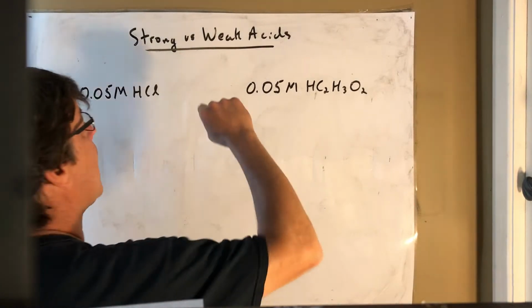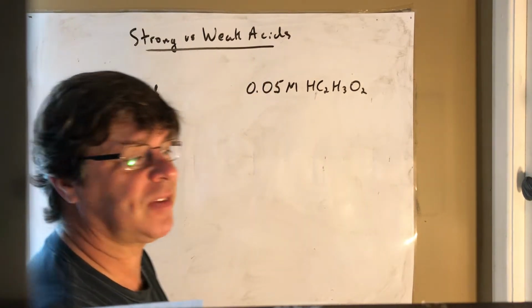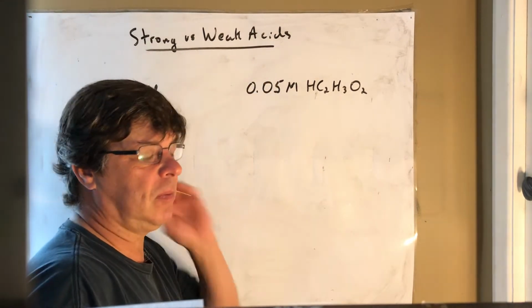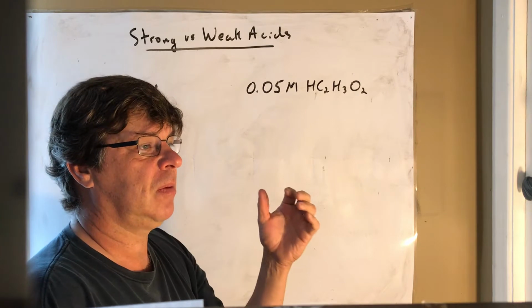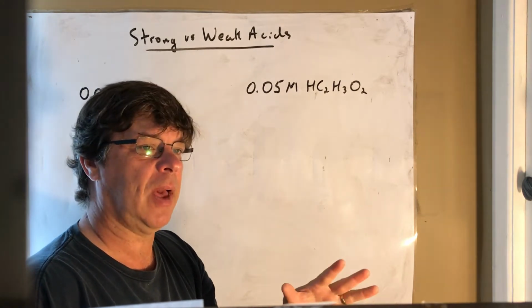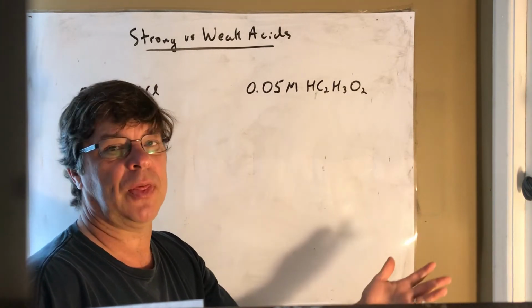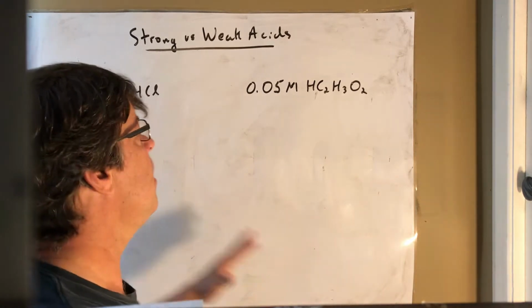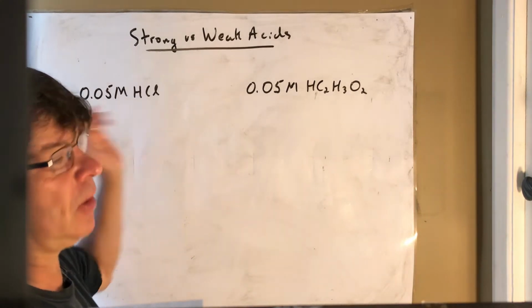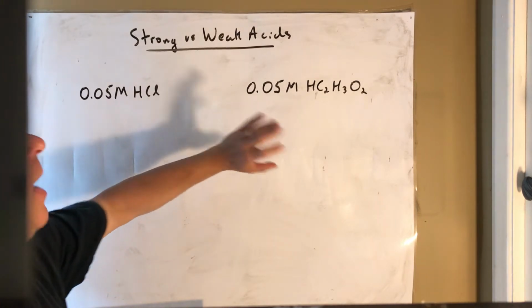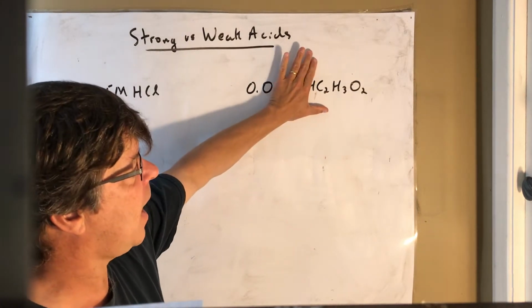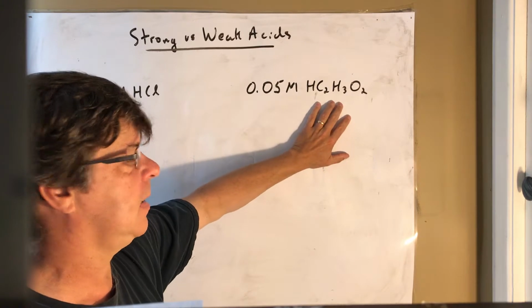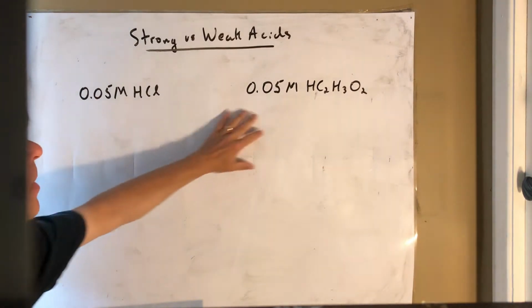All right, we're back. Strong versus weak acids. Now, what I mean by strong, I don't mean tissue burning, caustic. There's another way to think about what a strong acid is versus a weak acid. So I have two acids here, hydrochloric, and acetic acid, which has acetate ions. Same concentration.